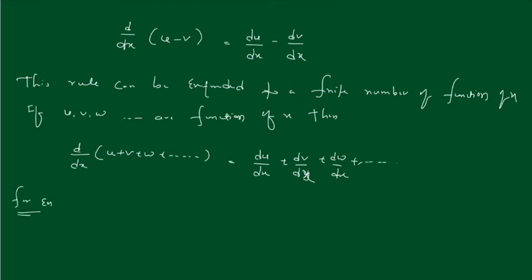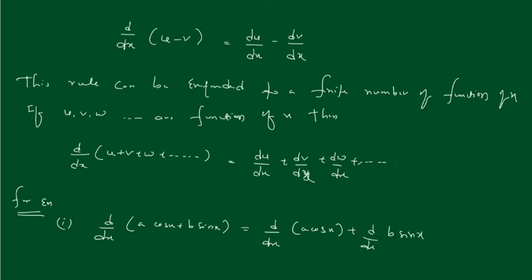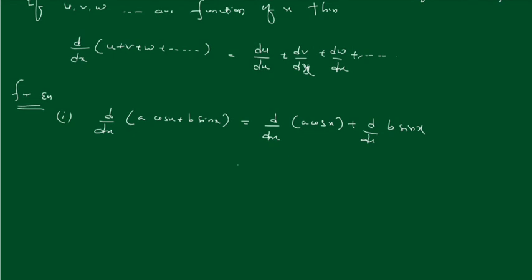For example, first one, d by dx of a cos x plus b sin x. So here d by dx of a cos x plus d by dx of b sin x, which is equal to a outside, the differentiation of cos x is minus sin x, plus b cos x. So here minus a sin x plus b cos x is the required solution.